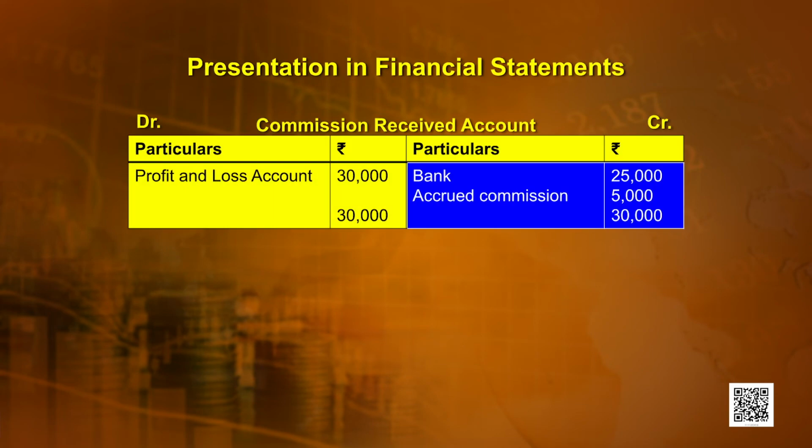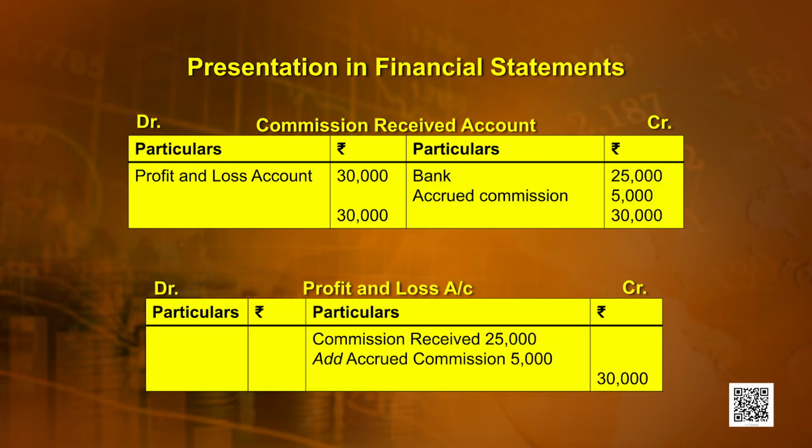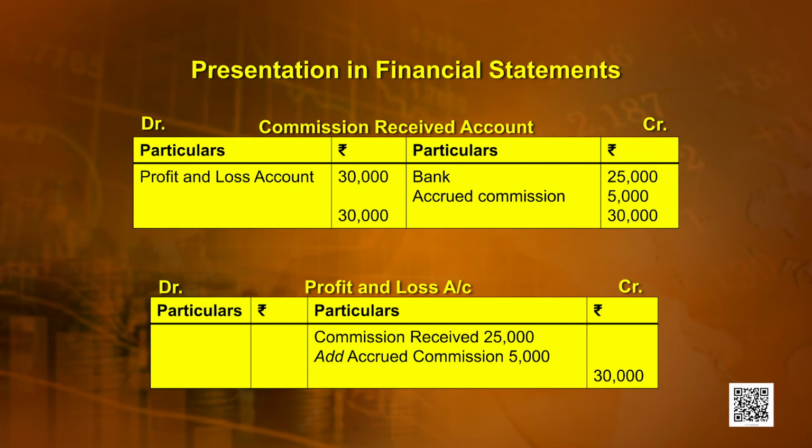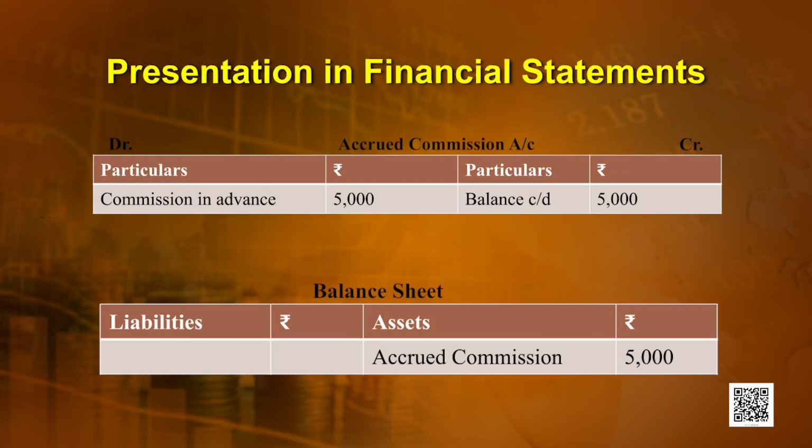In commission received account, bank account and accrued commission appear on the credit side and the total of these two accounts will be transferred to profit and loss account. In profit and loss account on the credit side, accrued commission will be added to commission received account. In accrued commission account, commission received account appears on the debit side. It is an income earned but not received, hence it will be shown on the asset side of the balance sheet as current assets.